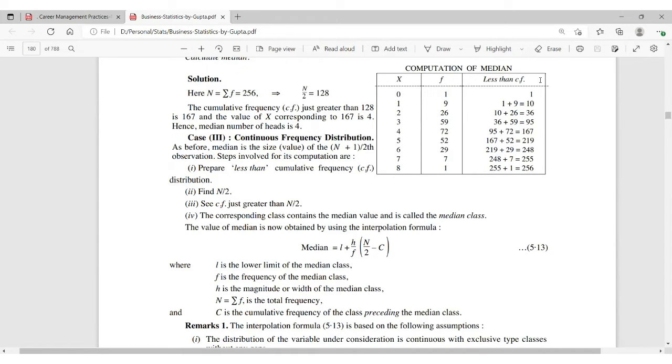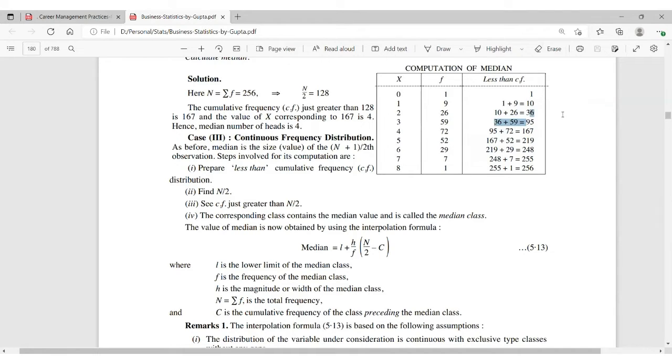Now, in this CF table, find the number which is just less than or equal to this number 128. In the CF numbers, 95 and 167 are near 128. But the requirement is the number which is less than 128, so that is 95.